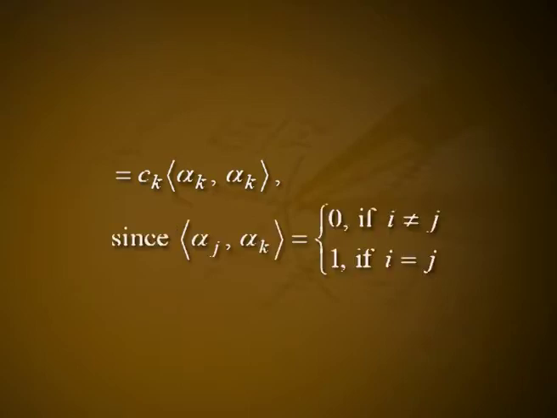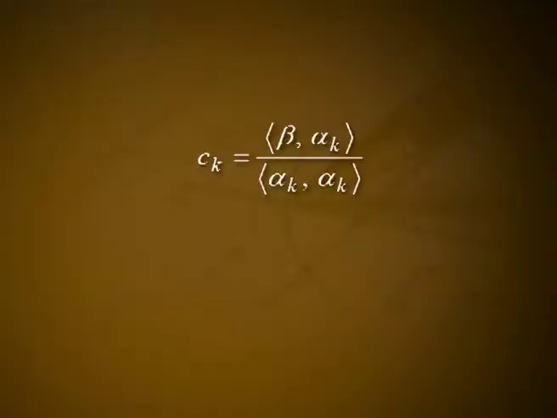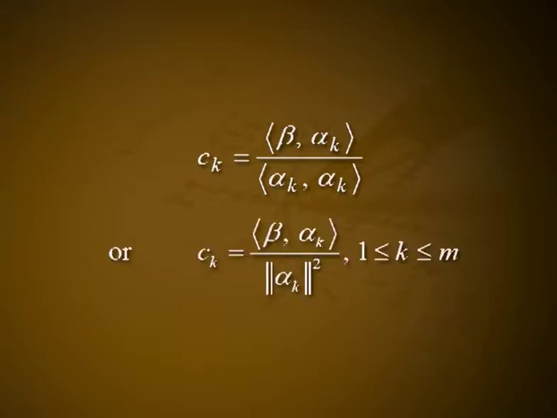Since the inner product of alpha j and alpha k is equal to 0 if j is not equal to k, and 1 if j equals k... Also, alpha k being non-zero, the inner product of alpha k with itself is not equal to 0, and hence division by it is possible. From the above it follows that ck is equal to the inner product of beta and alpha k divided by the inner product of alpha k with itself, or ck is equal to the inner product of beta and alpha k divided by norm alpha k squared, for 1 less than or equal to k less than or equal to n. Thus, when beta is equal to 0, each ck is equal to 0. So, S is a linearly independent set.